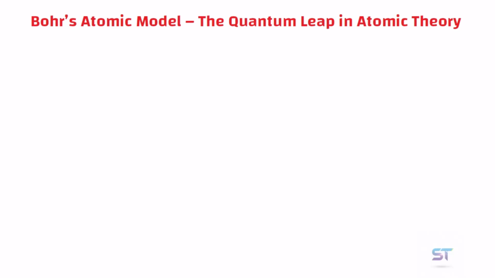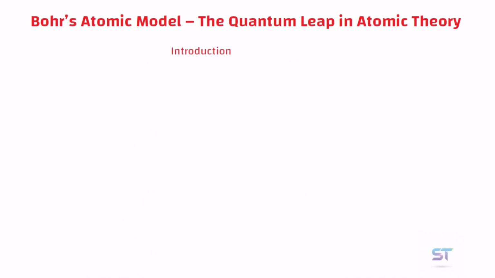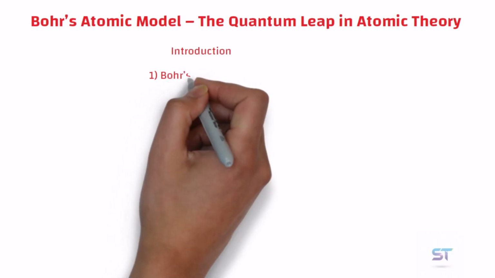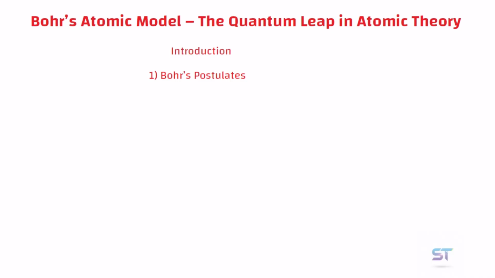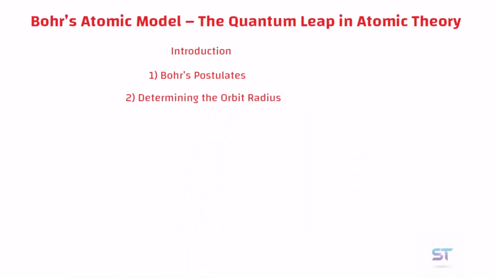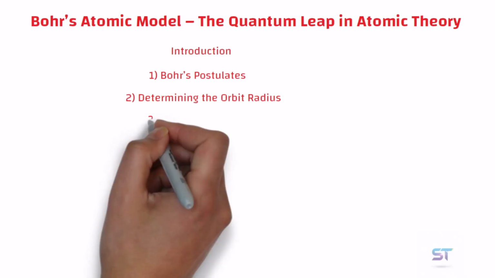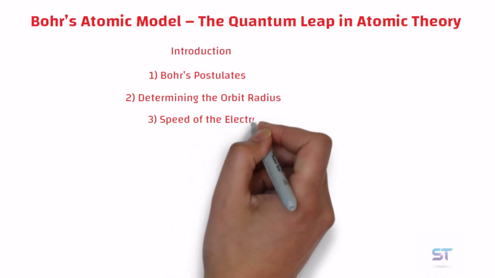In this lesson we explore one of the most important steps in atomic science, Bohr's atomic model. We will start with a quick introduction to understand why Bohr proposed a new model. Then we move to Bohr's key postulates that explain how electrons behave inside the atom. Next, we will determine the radius of the electrons' allowed orbits. After that, we will calculate the speed of the electron in each orbit.